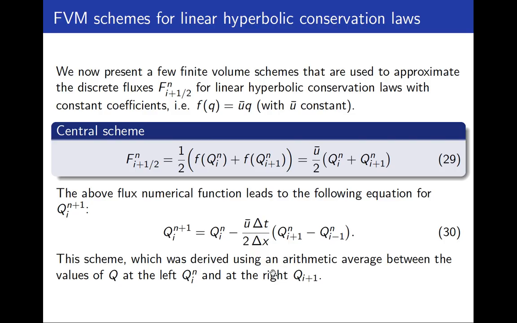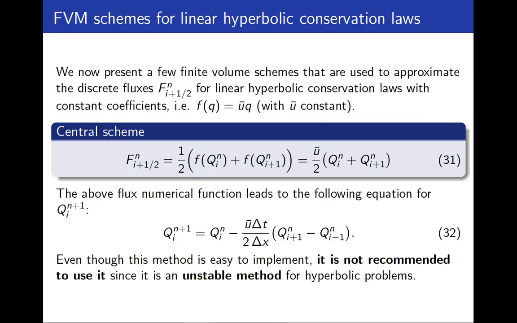As I was saying, this scheme was derived using an arithmetic average between the values of Q at the left cell and at the right cell. Although this method is very easy, it is not recommended because it's a very unstable method for hyperbolic problems. I just included it here because it's the simplest one, but I don't recommend using it because your numerical simulations will exhibit instability. I'm sorry.